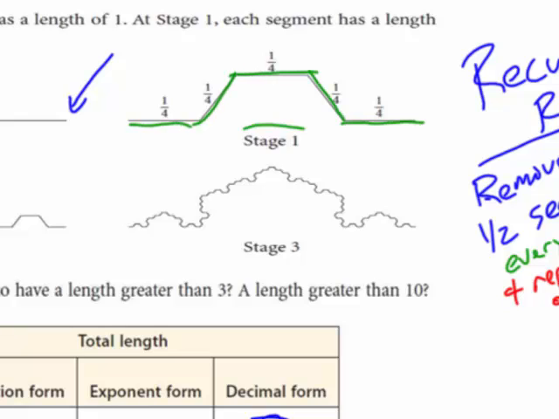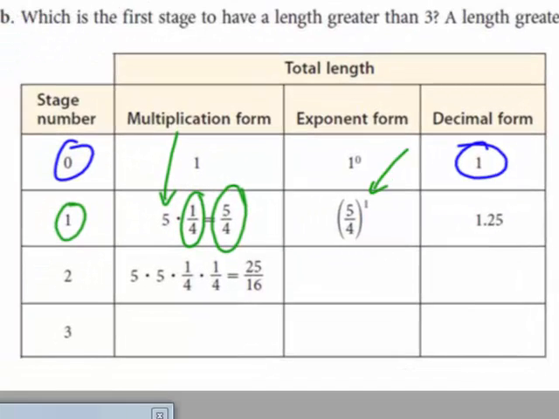So it's really 5/4 to the first power. I could write it in exponent form as well. Okay? And in decimal, if I actually took 5 divided by 4 to the first power, I end up with 1.25. Right? 1 and 1/4. So that's given to us. Well, what about in stage 2? What would each segment be?